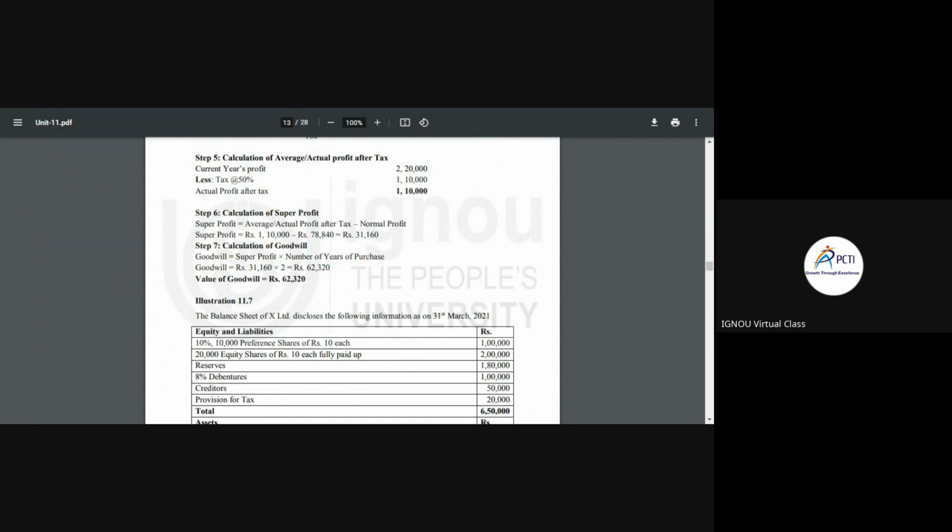Then we get 31,160. In step 7, we have the calculation of goodwill. That will be the super profit multiplied by number of years of purchase. So 31,160 multiplied by 2 is equal to 62,320. So our value of goodwill is 62,320.